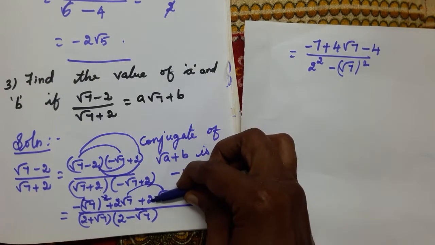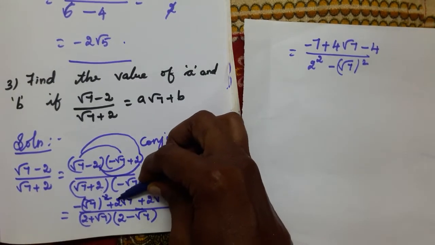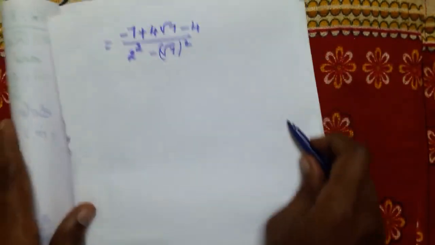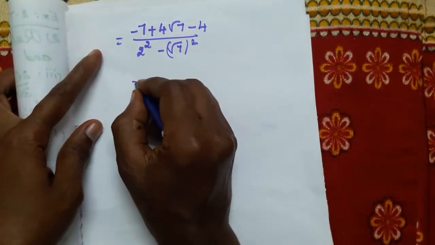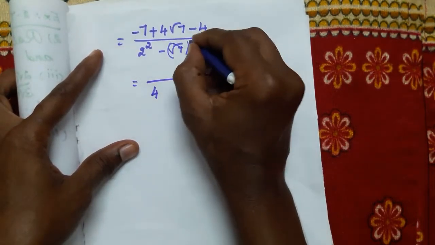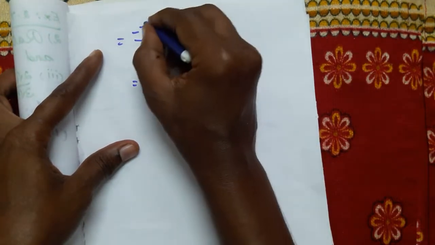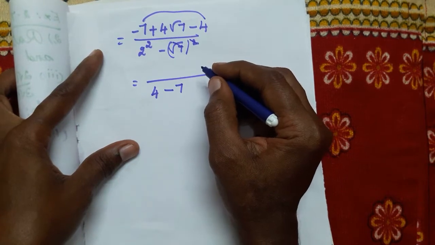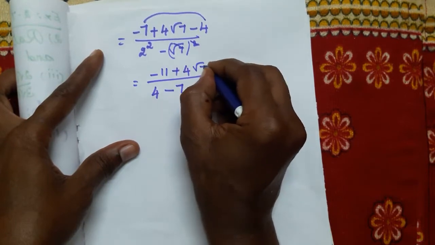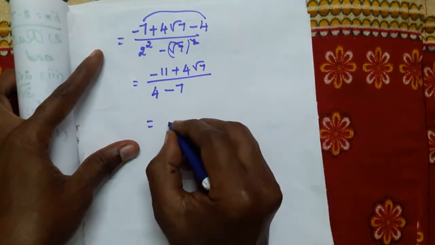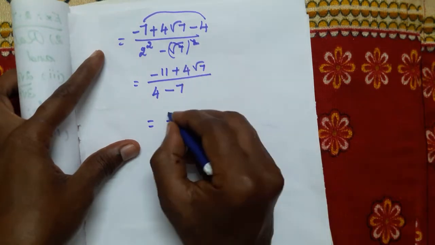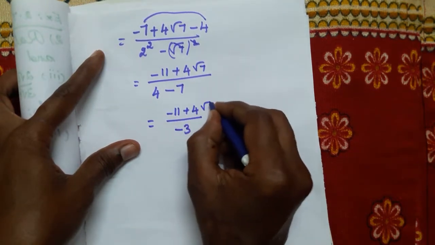2 root 7 plus 2 root 7: only the coefficients we have to add. So 2 plus 2, 4 root 7. Next, minus 4. So what are we getting? Denominator: 2 square is 4, minus root 7 square means 7. Numerator: minus 7 minus 4, minus 11 plus 4 root 7. So it is equal to minus 11 plus 4 root 7 over 4 minus 7, which means minus 3.